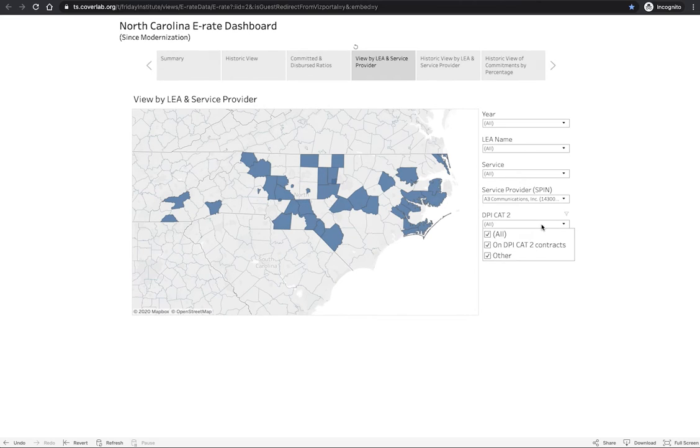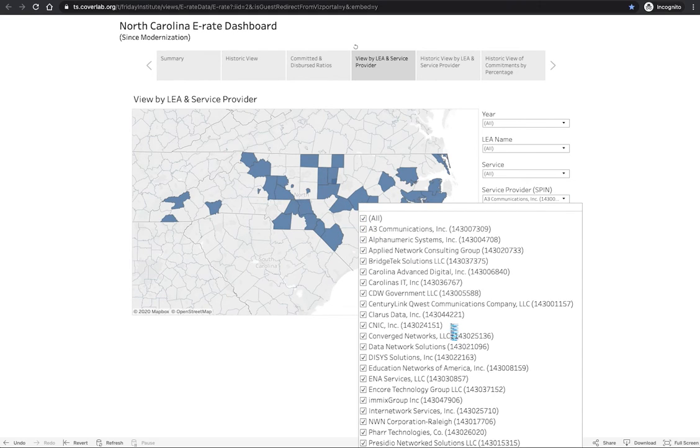So that's interesting. We should technically turn on just the DPI category 2 filter to really see, because technically it would be possible for A3 to have provided a service to a district that wasn't on the DPI contract, and then that would not be paid for with the state funds. That would be their own issue to figure out how to pay for that. So I don't think that happened, but technically it would be possible.